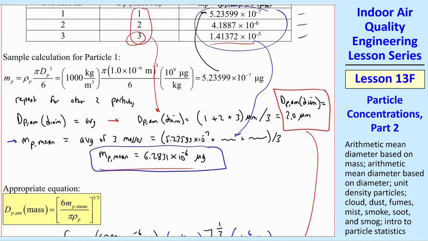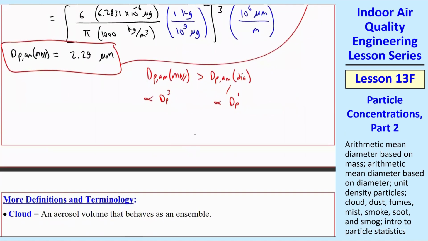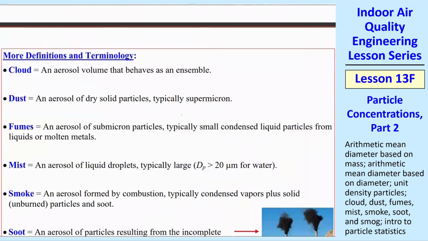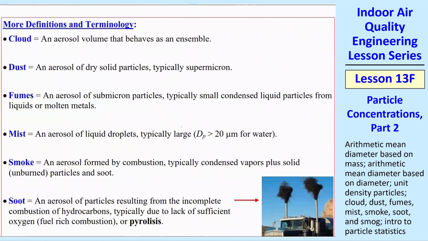Now I want to do a few more definitions and terminology. These are terms that are used in the air pollution business. A cloud. What is a cloud? An aerosol volume that behaves as an ensemble or a collection of particles. In other words, the particles move together as an ensemble. That's just a collection of particles.